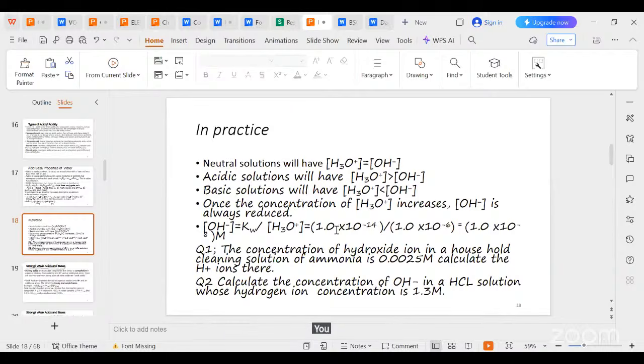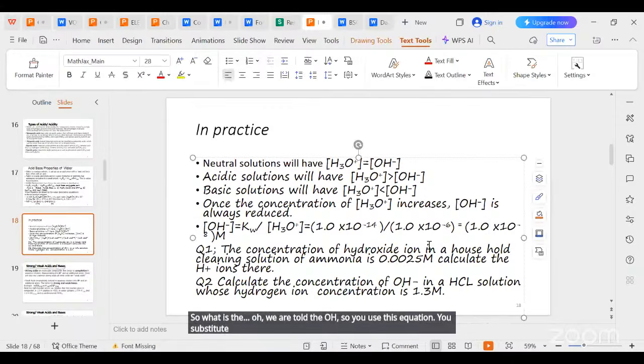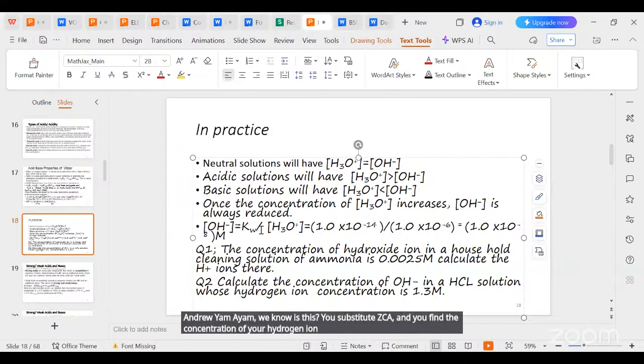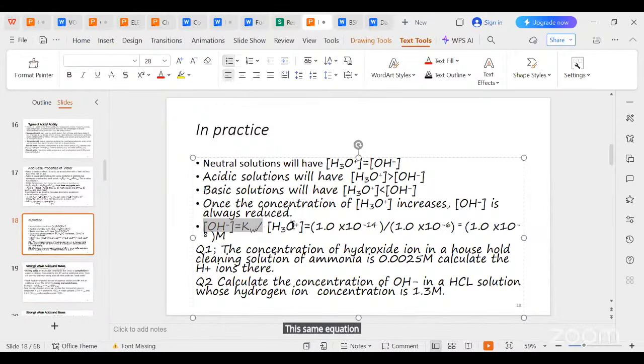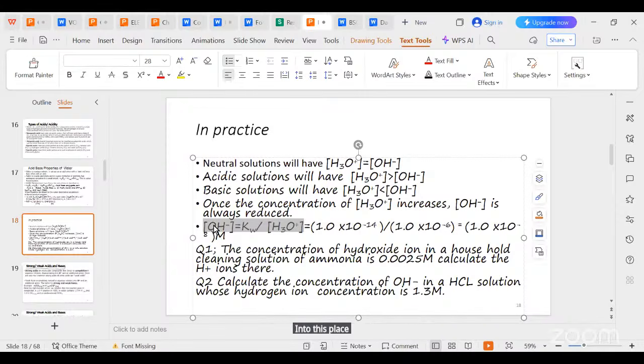You know the Kw. You know the H plus. H plus, we are told, is this. So what is the, oh, we are told the OH. So you use this equation. You substitute appropriately. Hydronium ion, we know is this. You substitute this here, and you find the concentration of your hydrogen ion in this solution. This is the equation you use to solve this question. Just substitute this into the OH ion place.